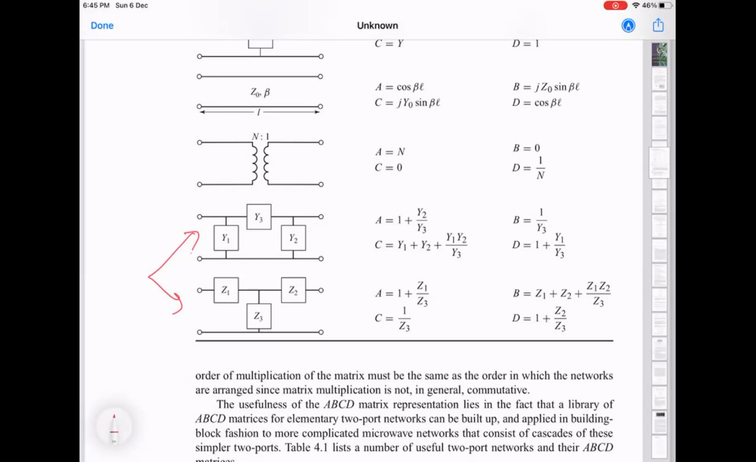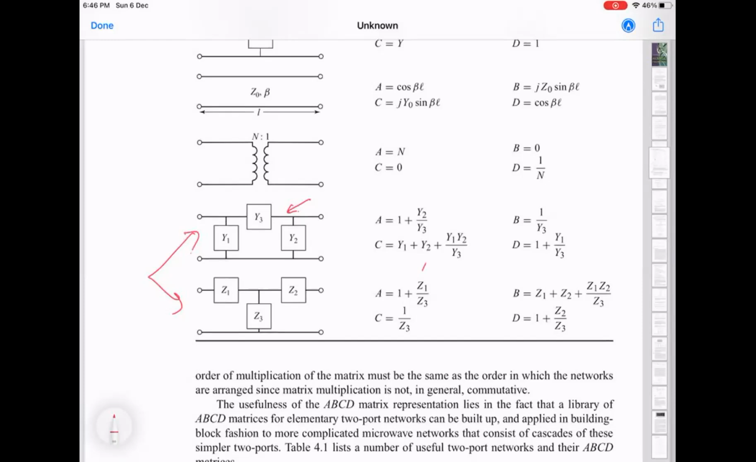And of course, those only will make sense if y1, y2, and y3 for a pi network. So again, these two are sort of dual of each other. Here it's in terms of impedances, there it is more naturally in terms of admittances. And then you see there's very nice symmetry between these two cases in that they have the same forms, 1 plus y2 or y3, and this is 1 plus z1 or z3, and so on and so forth. But each of them is, one is admittance, one is impedance.